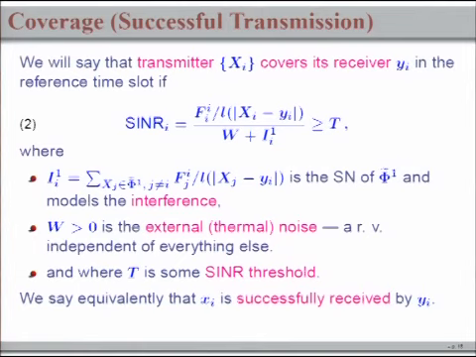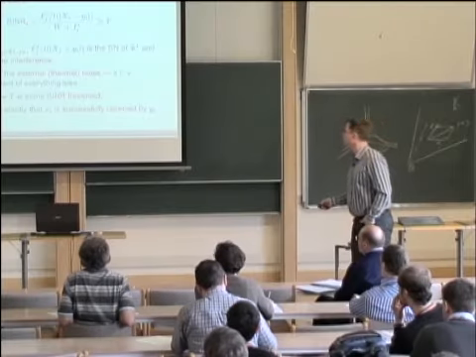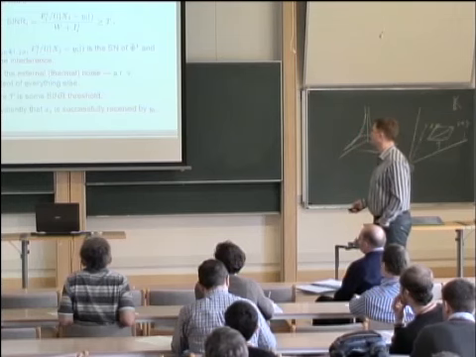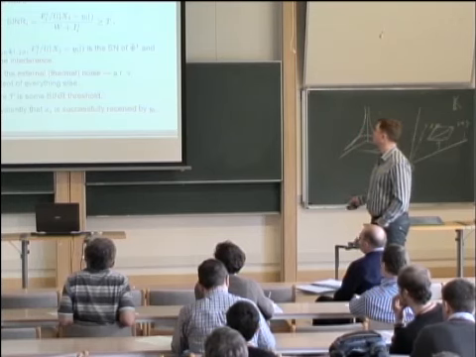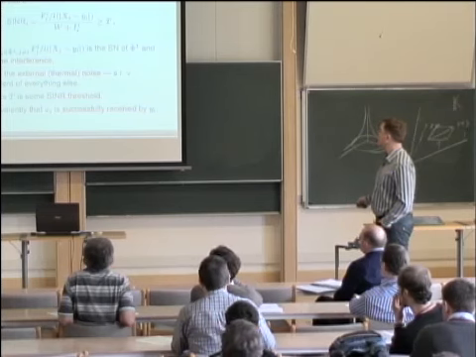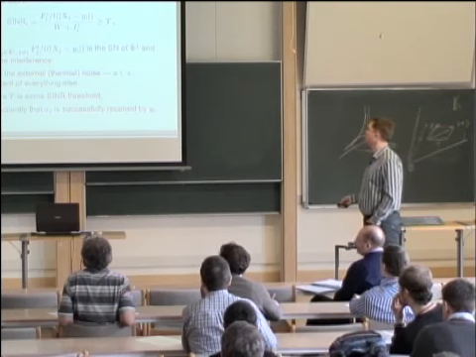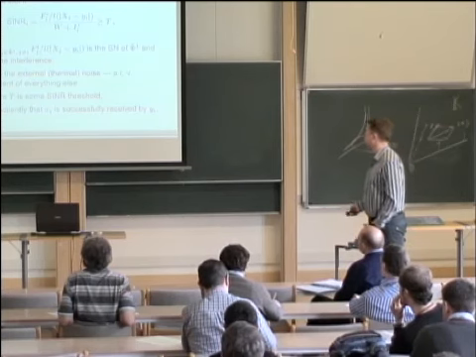This ratio, the useful signal received over noise plus interference, which is shot noise, must be larger than some threshold, and this is another parameter of the model. And this might be a random variable, might be constant. For the time being, it doesn't make any extra difficulty to consider it a random variable. So we'll say that the communication from xi to yi is successful when this condition holds, when the ratio of received signal divided by noise and interference is larger than some threshold.